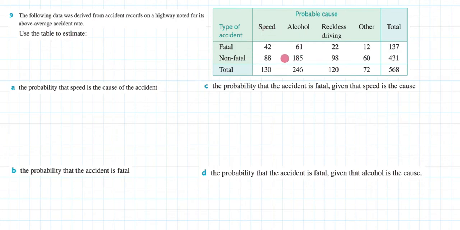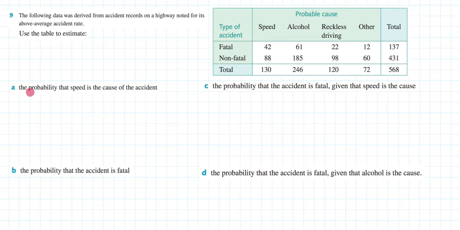And then here, as you can see, we have all the accidents. So we have the total amount of accidents being 568. And then we have it broken down in terms of the cause. So speed, 130 was because of speed, 246 because of alcohol, so on. And we also have it broken down in terms of fatal or non-fatal. So 137 was fatal and 431 was non-fatal.